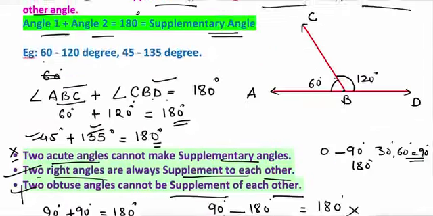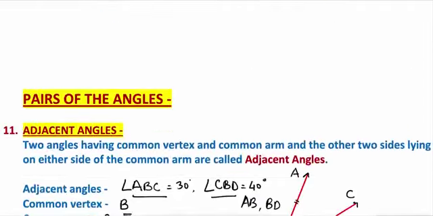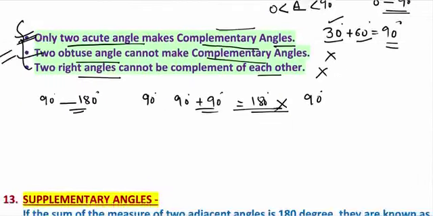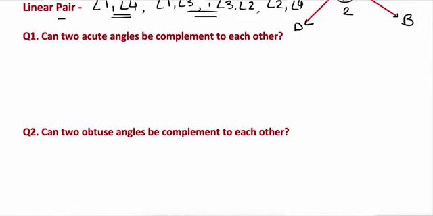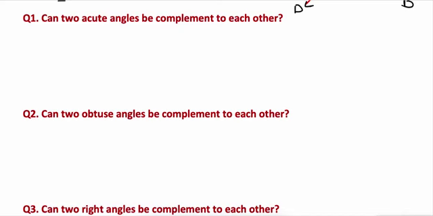So here we have seen what is adjacent angle, what is complementary angle, what is supplementary angle, then linear pair, vertically opposite angles. Now let's see some very important questions which are asked in exam on the above topics. Question number 1. Can two acute angles be complement to each other? As we all know, acute angle is the angle between 0 to 90 degree. So for complementary, the sum angle 1 plus angle 2 should be 90 degree.